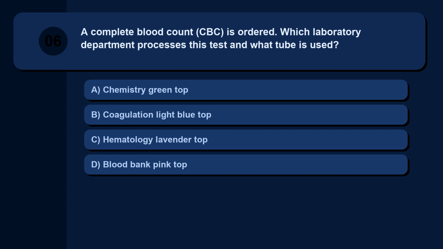CBC is processed in hematology and requires EDTA anticoagulant found in lavender top tubes to preserve cellular components.